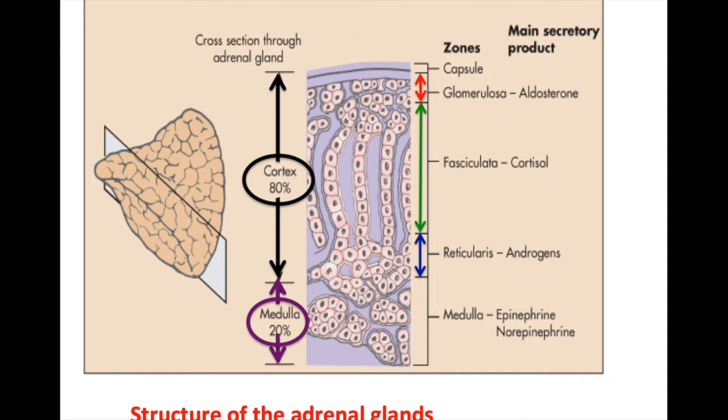You can cut the adrenal gland into two sections, the medulla and the cortex. The cortex is the larger part of it, and it's here that cortisol is released in the fasciculata. The adrenal gland also releases aldosterone, which is important in sodium retention, and then the reticularis releases androgens. The medulla then releases epinephrine and norepinephrine, and these modulate both your glucose metabolism, fat metabolism, and also your sympathetic tone.